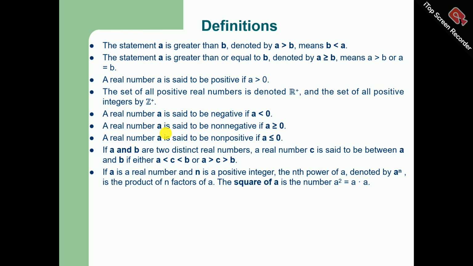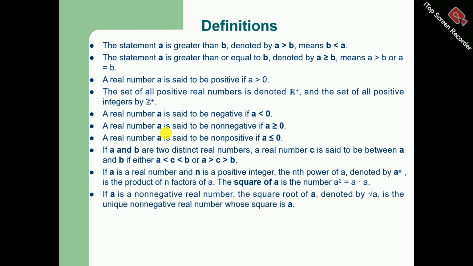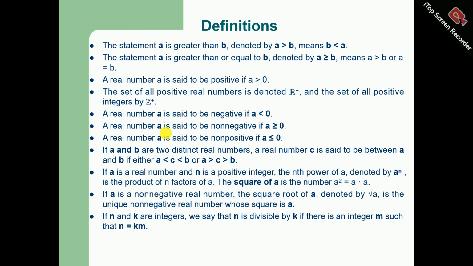Similarly, the square of a is the number a raised to the power 2, and that is equal to a times a. If a is a non-negative real number, the square root of a, denoted by root a, is the unique non-negative real number whose square is a. If n and k are any two integers, we say that n is divisible by k if there is an integer m such that n is equal to k times m. In that situation, m will be equal to n divided by k.